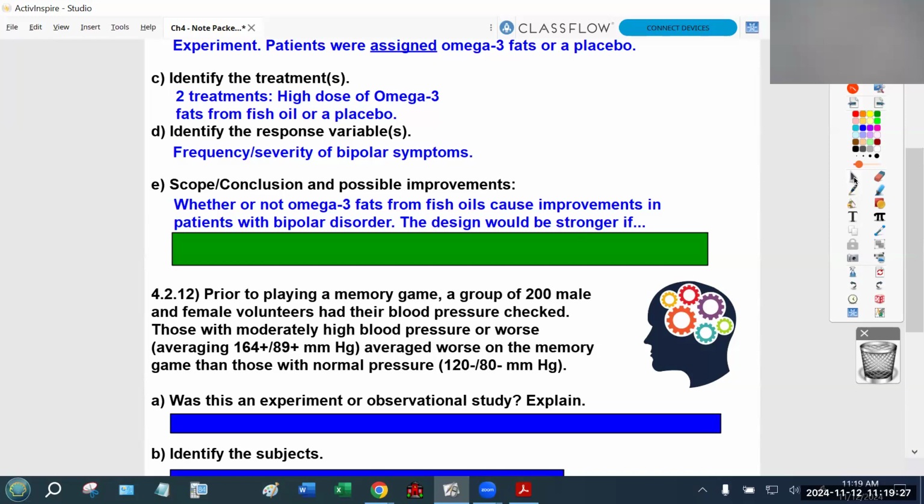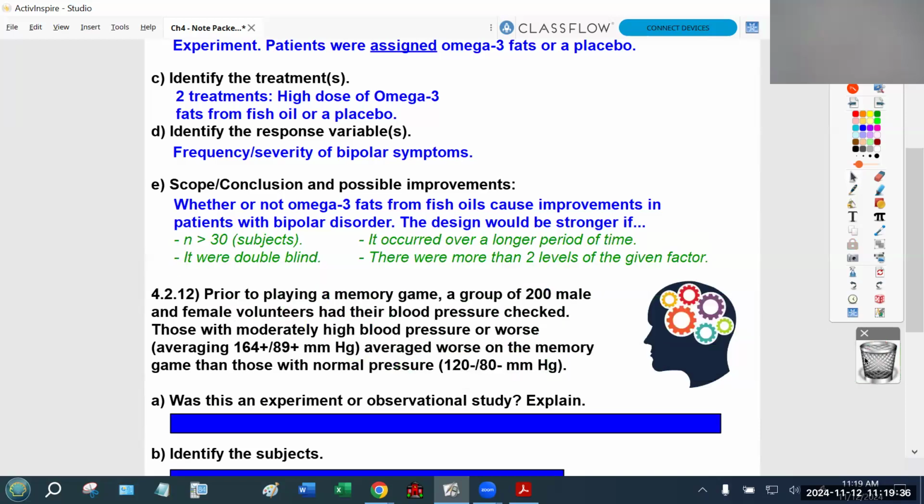There's one that I would argue is the most obvious. There you go. We only have 30 subjects. That's an immediate way to improve this study. So the answers I had prepared are: you could test more subjects, you could make it double blind, you could have more than 2 levels of the given factor, and the 3 of you helped out with all 3 of those. Wonderful. The other thing, as I mentioned, you could have run the test over a longer period of time. Questions?